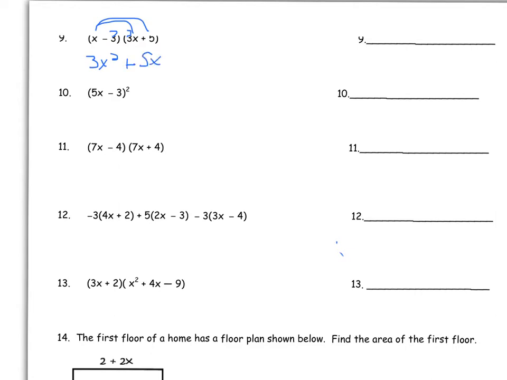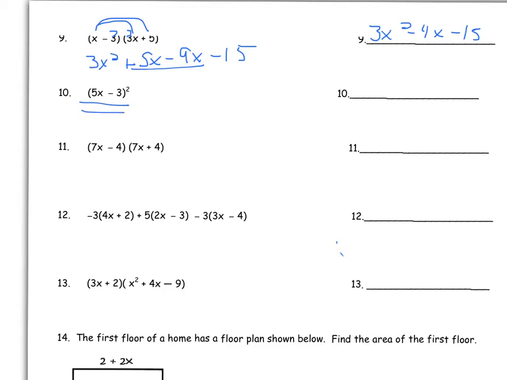Plus 5x minus 9x minus 15. And then we can combine our like terms, so 3x squared minus 4x minus 15.